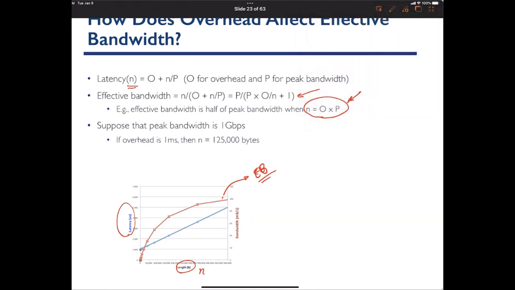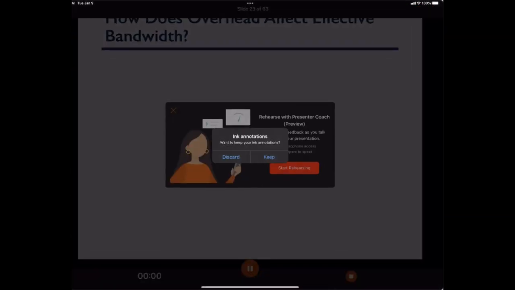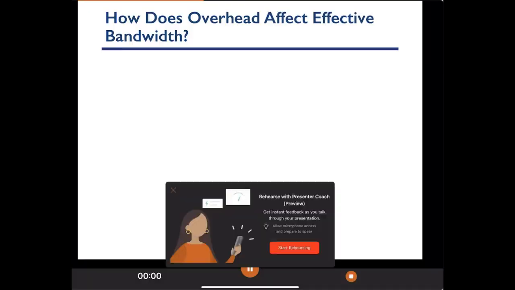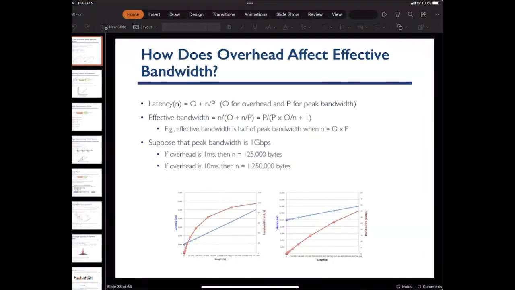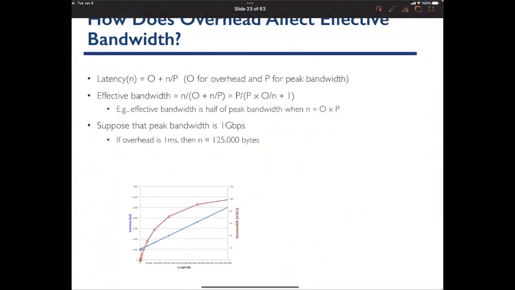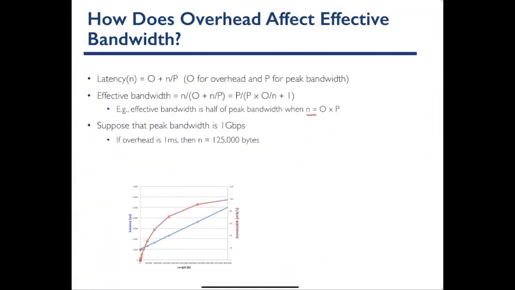I guess the best way is to use this equation, right? Oops. What just happened? So I'm using this equation.